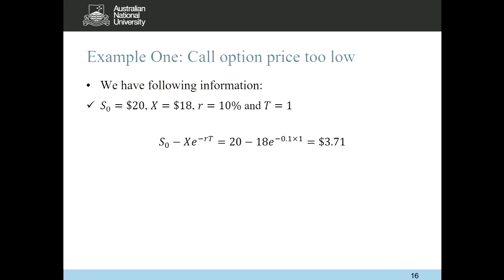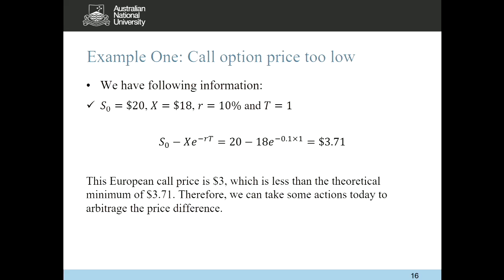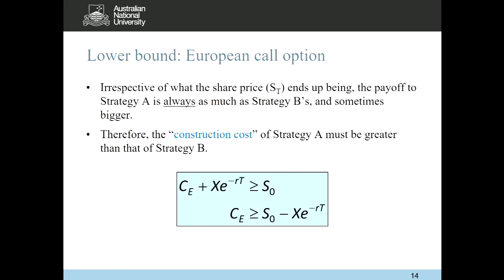And how much is this call option currently selling for? How much is it selling for? $3, right? So lower than the lower bound. So lower than the lower bound, therefore, we can do some actions today to arbitrage away this price difference. Now the question is, how do you set up the arbitrage portfolio? I will tell you one tip. The arbitrage portfolio will be set up based on this equation here, based on the two portfolios that we constructed.